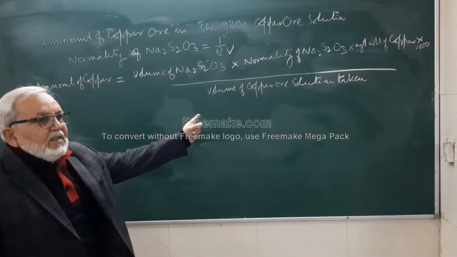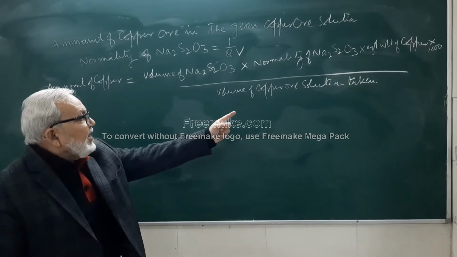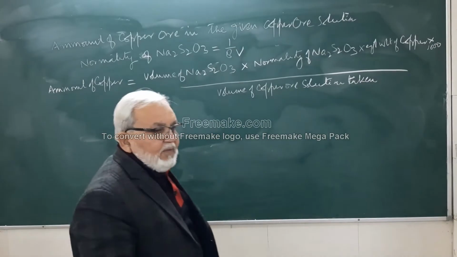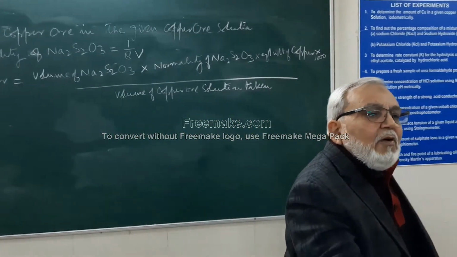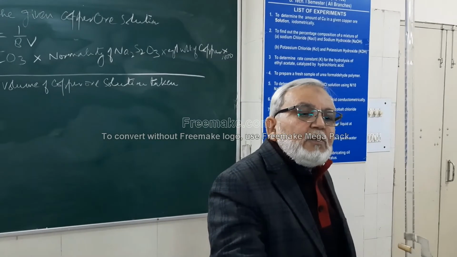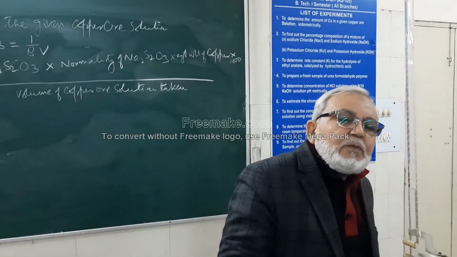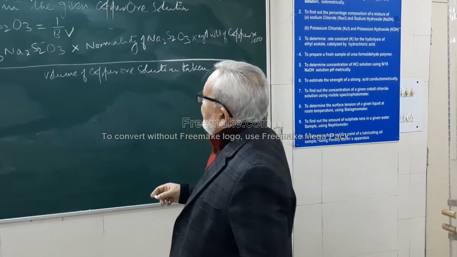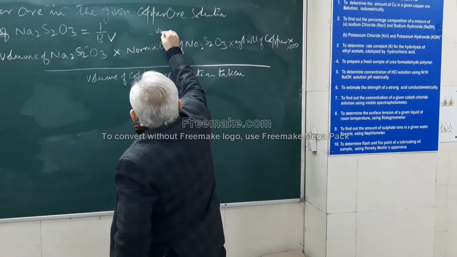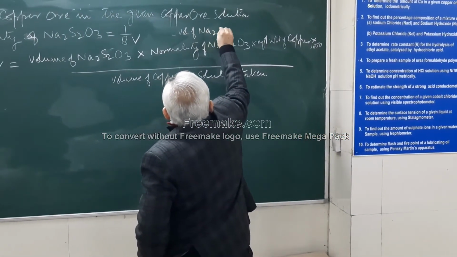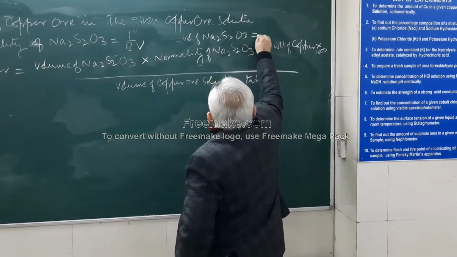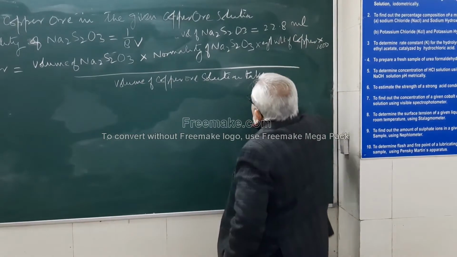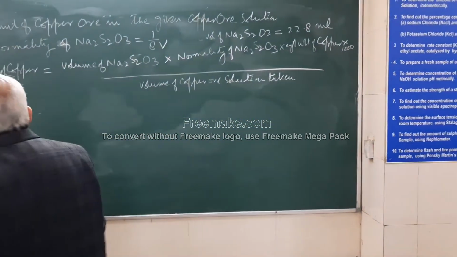Here you know that the volume of copper ore solution taken is 25 ml, and according to our titration, the volume of sodium thiosulfate consumed is 22.8 ml. Volume of Na2S2O3 equals 22.8 ml.